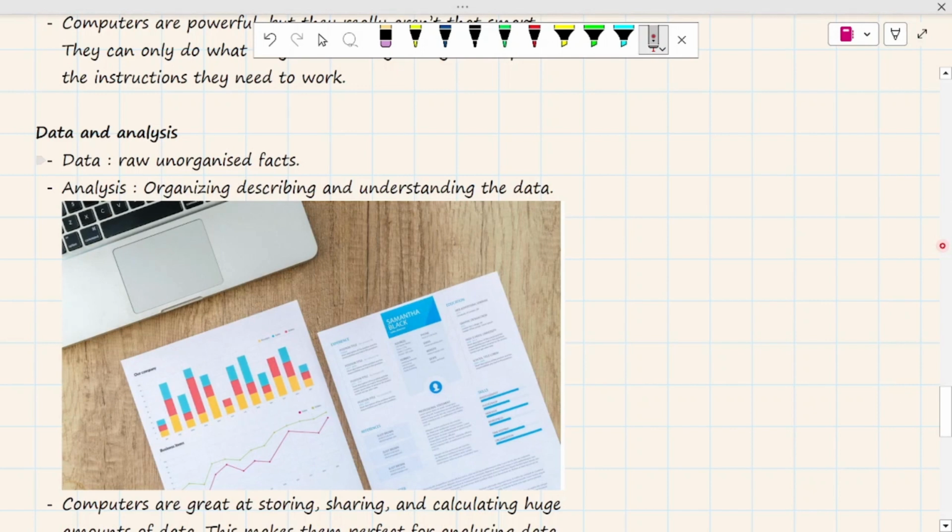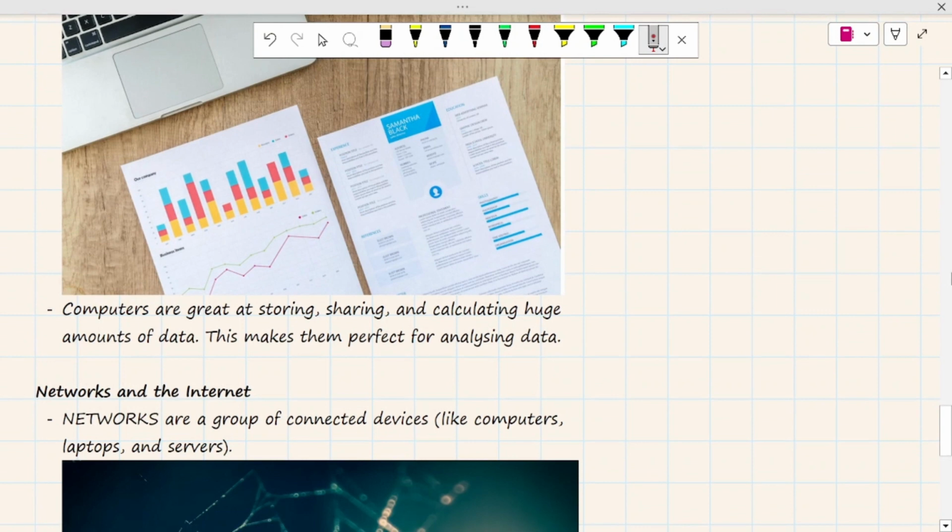Data, you must know, is any unorganized facts. For example, there is a class and there are so many students sitting in it. After conducting an exam, everybody has their own marks and they are collected. It means that is unorganized data, or the fact. And what is the analysis? We are just checking who is the first ranker, second ranker, third ranker, and so on. These are going to tell us what we are drawing out of the data.